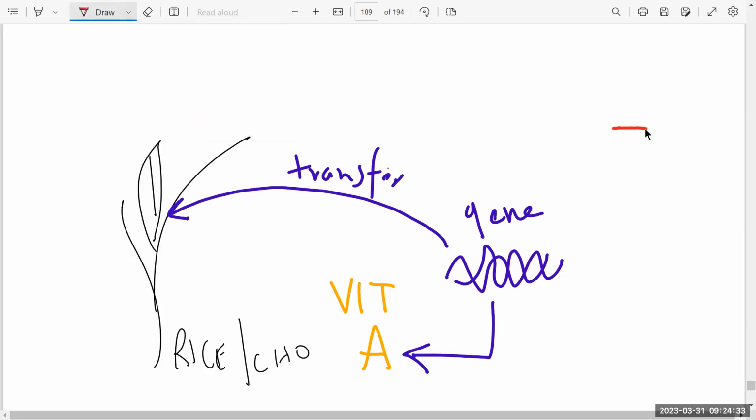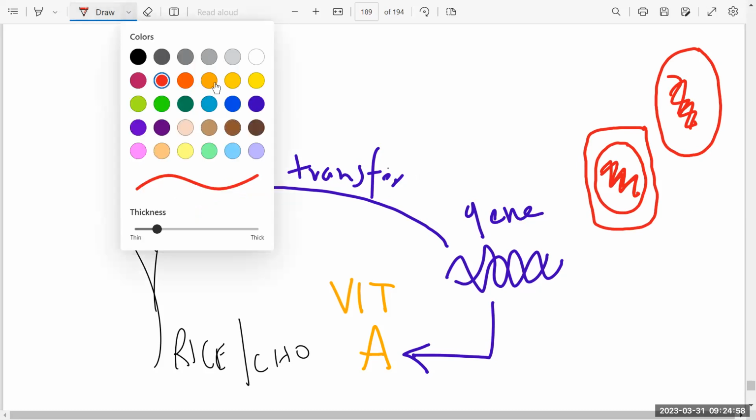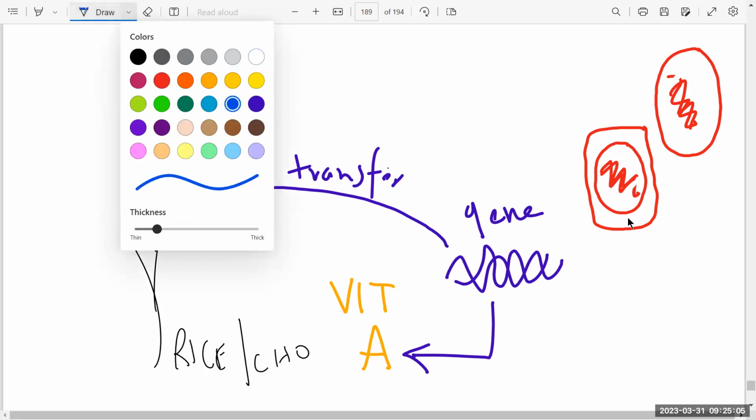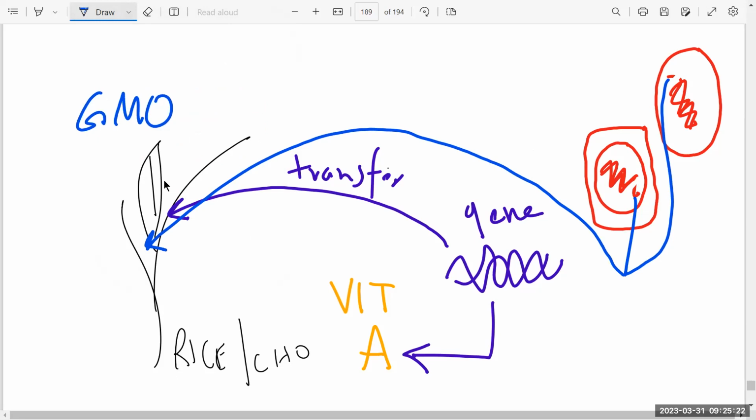So if organisms, this is a cell, and they have these rice genes, and there could be another organism which also has the genes responsible for making vitamin A. So they try to remove the responsible gene, and this gene is inserted into the rice plant. Then the new genes are in the rice plant. Now rice becomes a genetically modified organism because it has different genes.